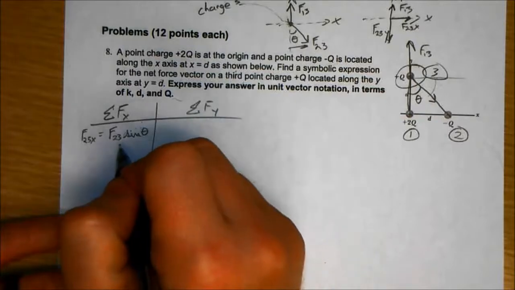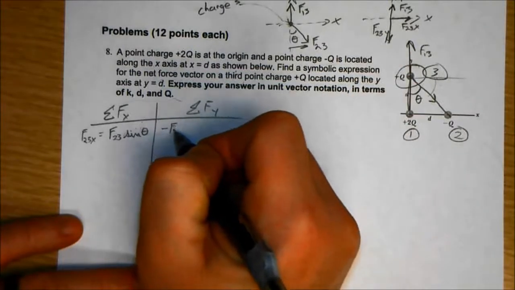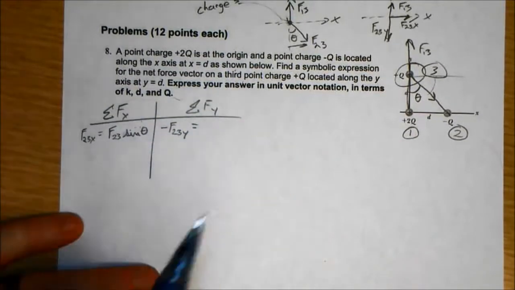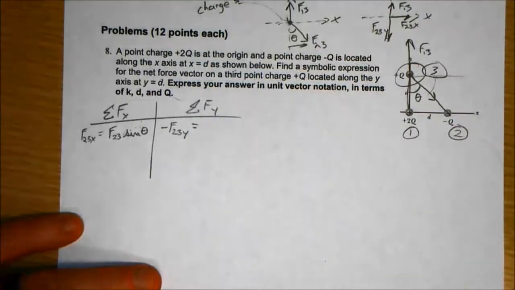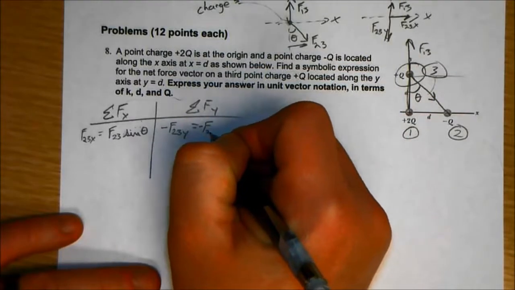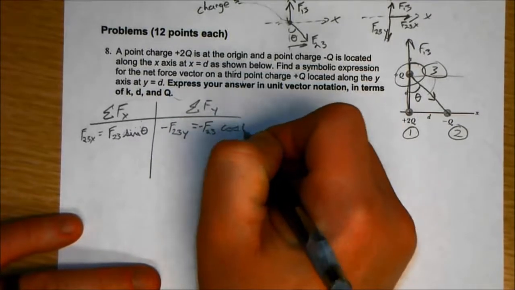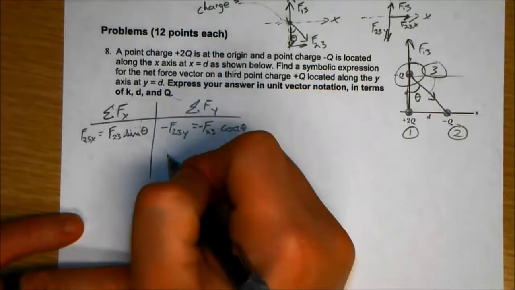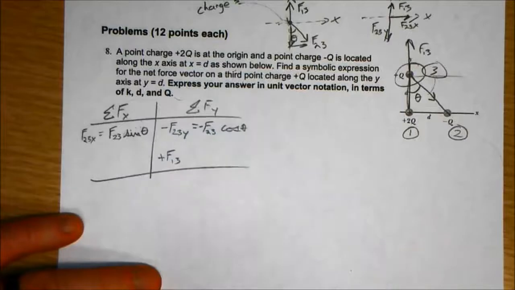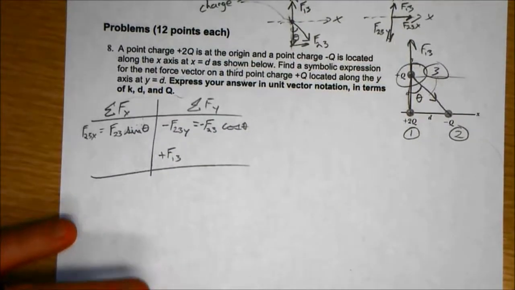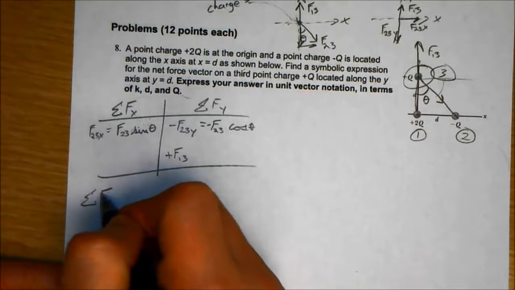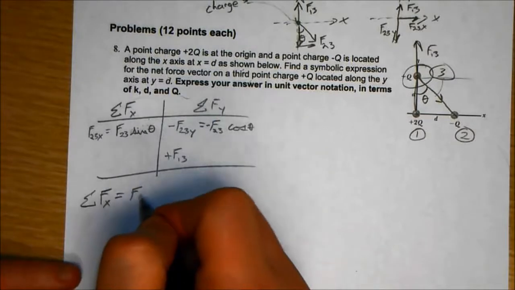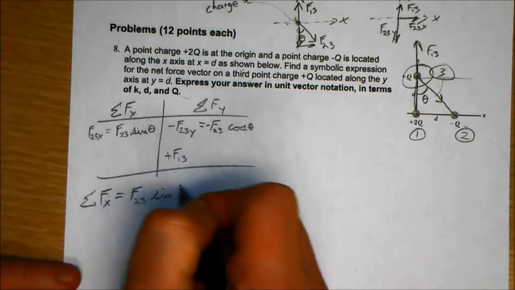And on the y side, I have negative F23y, and negative just because I'm dealing with magnitudes here. So I have to insert the negative next to the magnitude to indicate direction. So this is negative F23 cosine of theta because it's the adjacent side of that triangle. And then I also have this positive F13. So the sum of the forces in the x direction is just F23 sine of theta.